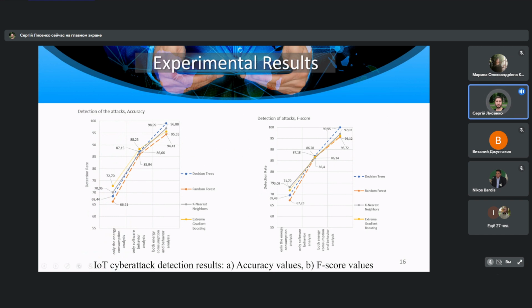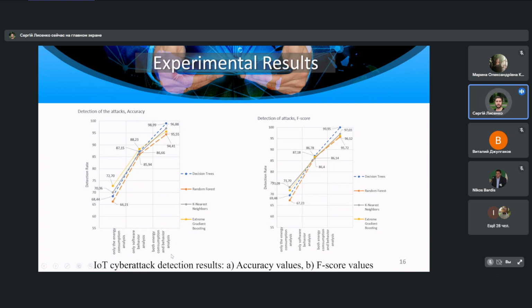As you can see, we have three types of research: when we applied only the energy consumption analysis, and when we used only software behavior analysis. As we can see, the efficiency is pretty low when we use only the energy consumption analysis, and when we use only the behavioral approach, results are about 80%. But when we combine both of them, using the energy consumption analysis to find out that something is going wrong, and taking into account behavioral analysis, we obtain very good results.